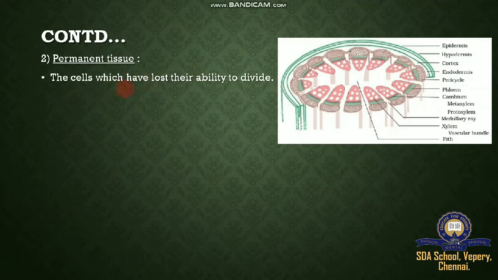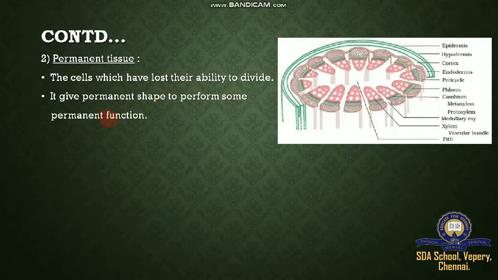Permanent tissue is the cell which has lost its ability to divide. Already I explained that meristem is the young tissue of plant stems, leaf, and root, and these cells are responsible for developing permanent tissue. But these cells lost their ability to divide, because the ability of division is present only in meristem tissue. Permanent tissue has lost its ability to divide.